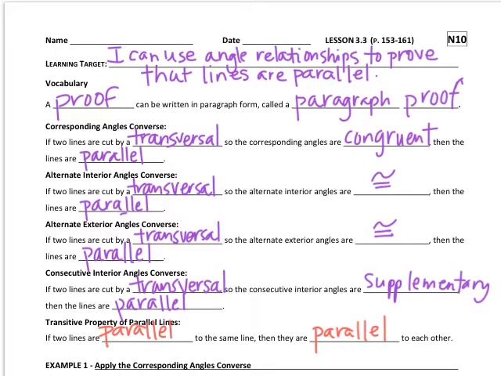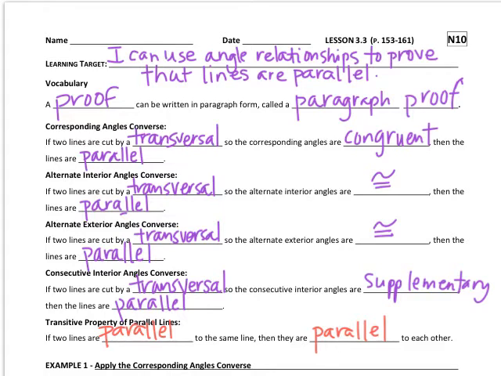In this lesson, we're still going to be dealing with parallel lines and a transversal. However, if you read the learning target, and please write it down as well, we're going to be using angle relationships to prove that lines are parallel. In the previous lessons, we were talking about parallel lines and that angles are congruent because the lines are parallel.